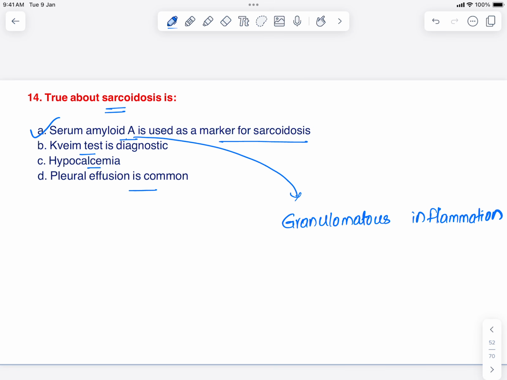Right, it is a marker of granulomatous inflammation seen in sarcoidosis, right? And the Kveim-Siltzbach test was used previously, but it is not definitely diagnostic, and it is no more used these days, right? And hypocalcemia will not be there, the hypercalcemia will be there. And the pleural effusion, that will be exudative type of pleural effusion that can occur, but that is seen rarely, around 5% of patients, and the pleural effusion is not common. So the true statement is the serum amyloid A is used as the marker of sarcoidosis. All right, next.